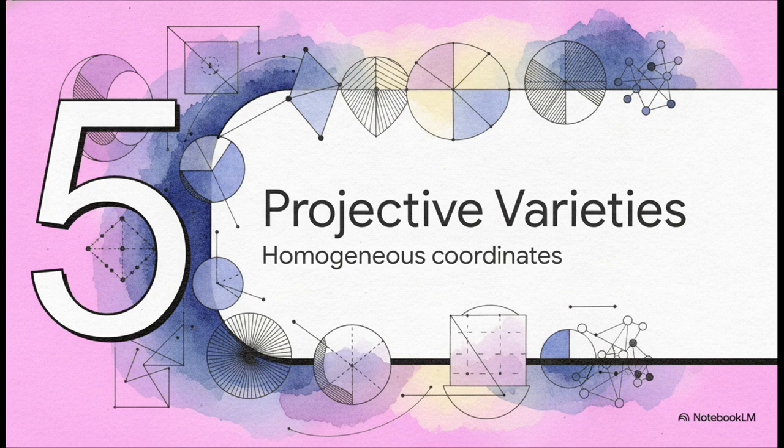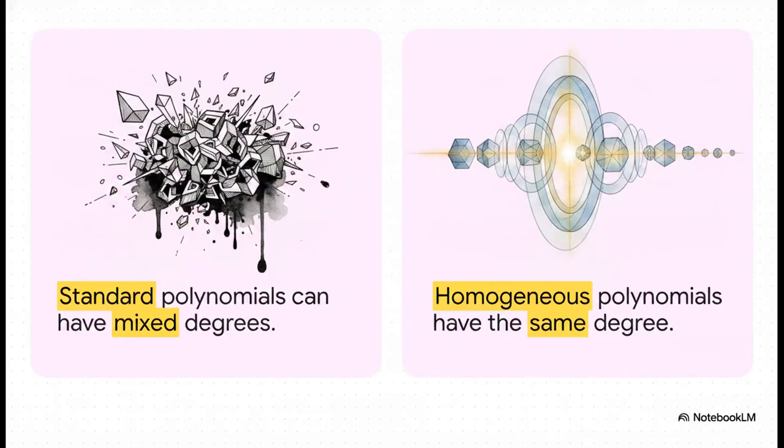Now, moving into defining projective varieties and homogeneous coordinates. Because we have this totally new type of space that wraps around infinity, we're going to need a new way to define our algebraic shapes. Here's the catch. Because our points are now equivalent by scaling, standard polynomials just won't work anymore. If you take a scaled point and plug it into an equation that has mixed degrees, like, say, x squared plus y, the math totally breaks down.